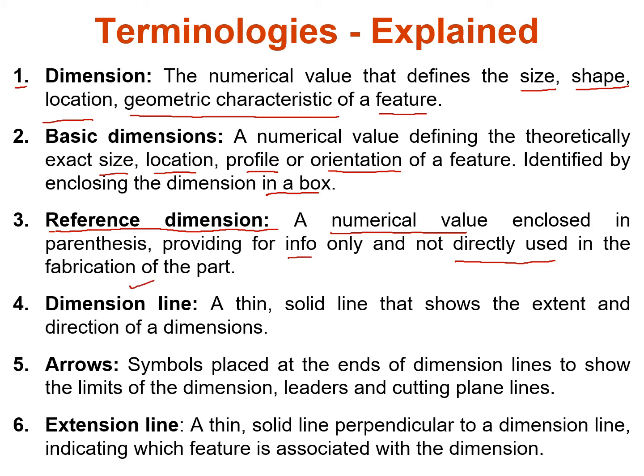Then there is the dimension line. You are familiar with what the dimension line is used for, and it is a thin solid line that shows the extent and the direction of your dimensions. Then there are arrows. Arrows are symbols placed at the end of dimension lines or leader lines to show the limits of the dimension, leaders and cutting plane lines. Then the extension line, you are already familiar with extension lines, and it is a thin solid line perpendicular to a dimension line indicating which feature is associated with the dimension. It actually shows the feature that is being dimensioned.